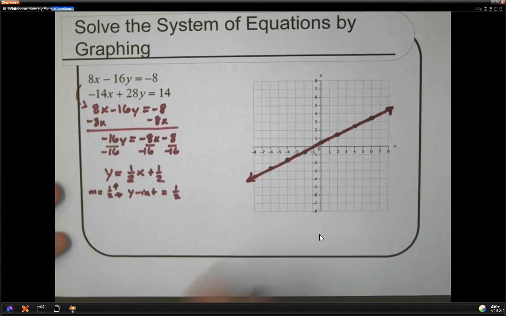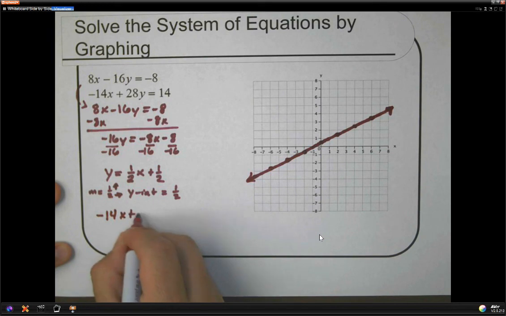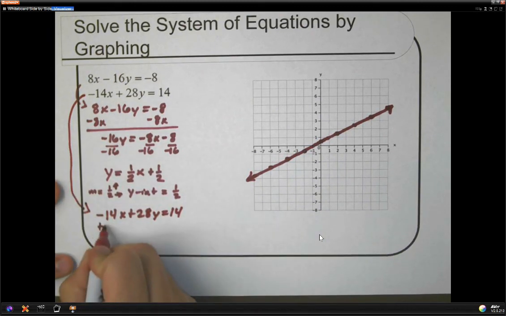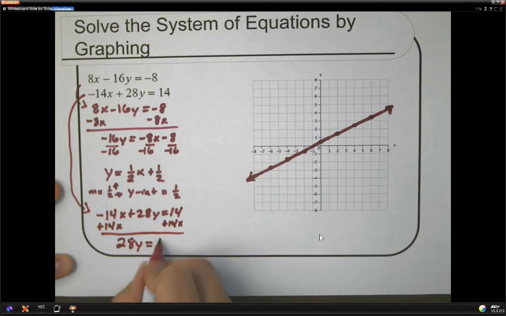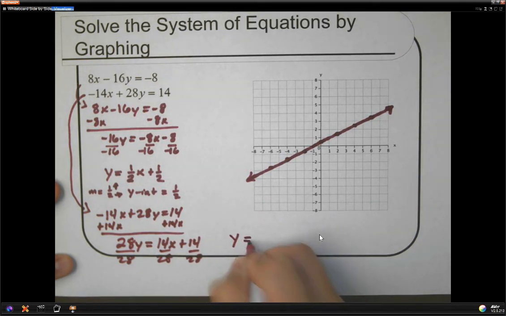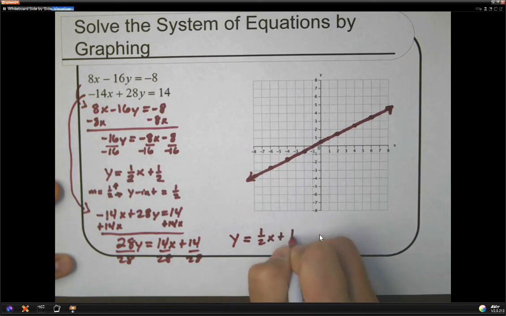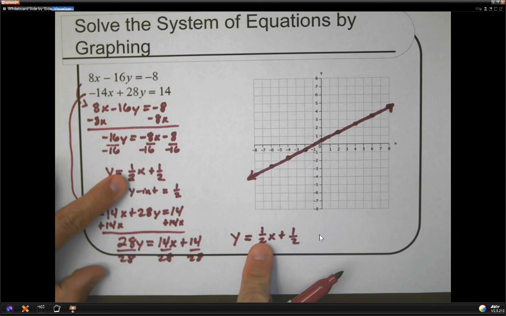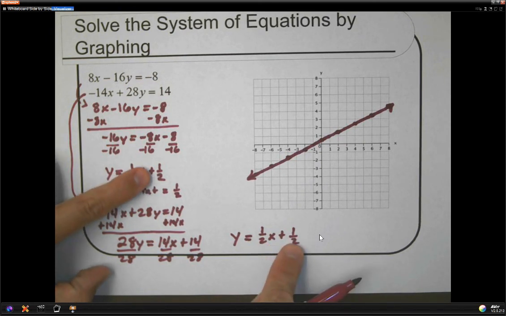Then I go ahead and do the second one, again trying to rearrange it into slope-intercept form. We'll bring it down all the way over here. Adding the 14x to the other side, I get 28y is equal to 14x plus 14. I go ahead and divide by 28 on both sides. And in this case, we end up getting y is equal to 1/2 x plus 1/2. Well, interesting. That looks to be the exact same equation. Notice how these two have the same slope and the same y-intercept. So I don't actually have to graph another line because that line is the exact same line.